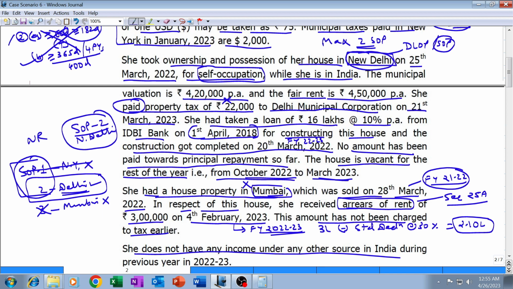There is a loan taken. From self-occupied property, there can be either negative income or no income. Income would be nil if it is purchased with own money, or there could be negative income if a loan has been taken. Here the loan has been taken from IDBI Bank on 1st April 18. Since the loan is taken on 1st April 18 and the construction is completed in the current year, there would be some pre-construction period interest also. Loan is taken on 1st April 18, construction is completed on 20th March 2022. Current year loan amount is 16 lakh, rate of interest is 10% per annum.